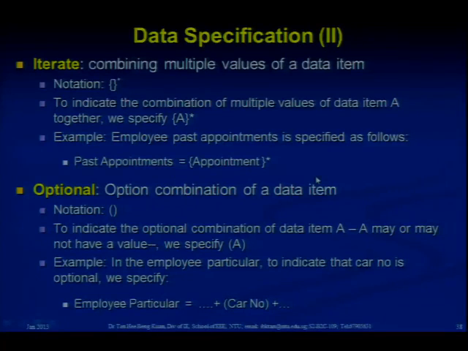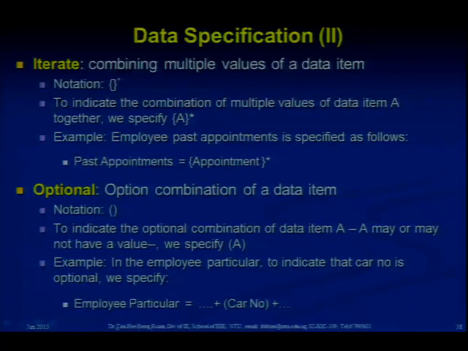Optional. Optional is to show that a particular data item is formed by either a value of A or does not have any value at all. So that means over here, A is optional. A may have a value for this particular data, or it may not have any value at all. So we have a rounded bracket to show it, differentiated from the curly bracket.